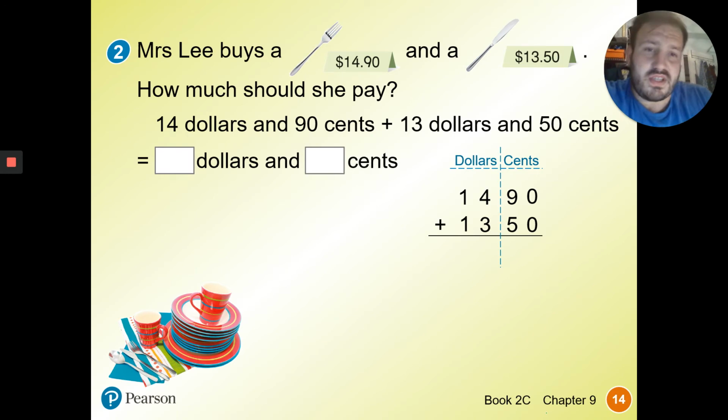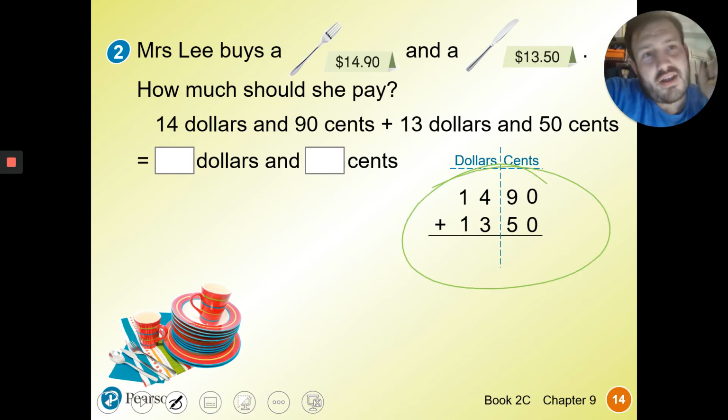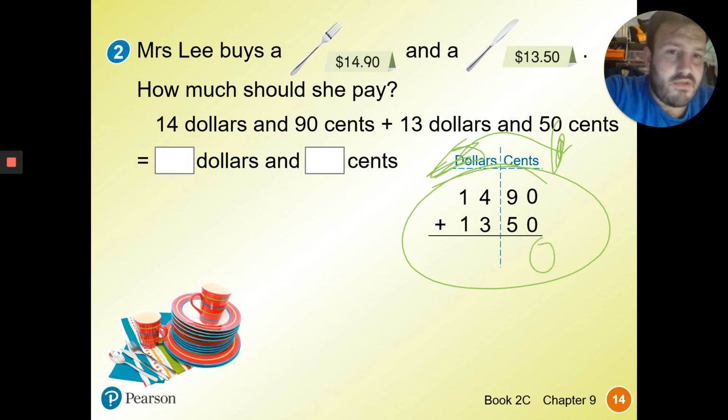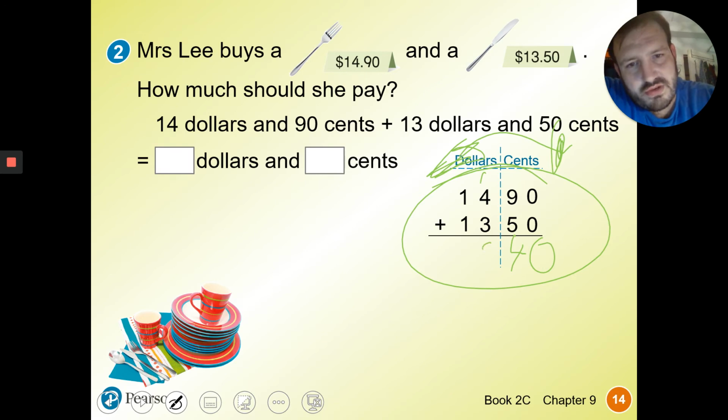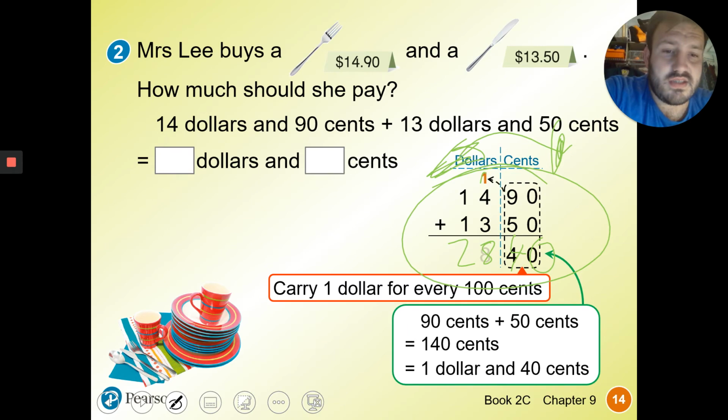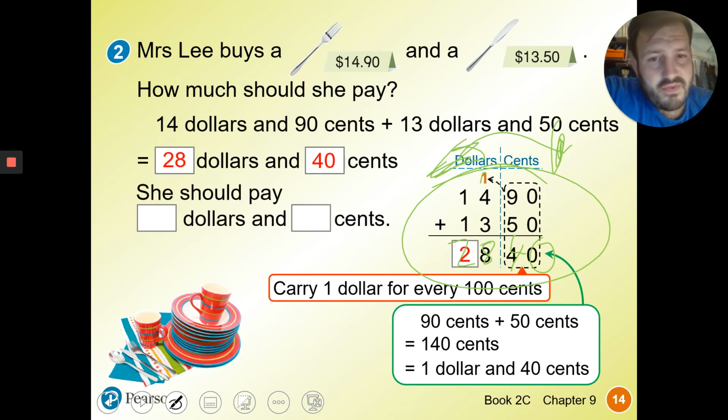$14.90 plus $13.50. This is the fast way to do it. And like a normal addition, I always work from the right-hand side and go to the left. So 0 plus 0 is 0. 9 plus 5 is 14. And then 1 goes into the other side. So 1 plus 4 plus 3 is 8, and 1 plus 1 is 2, $28.40. So every time we've got 100 cents, remember that's $1, so we carry it over.